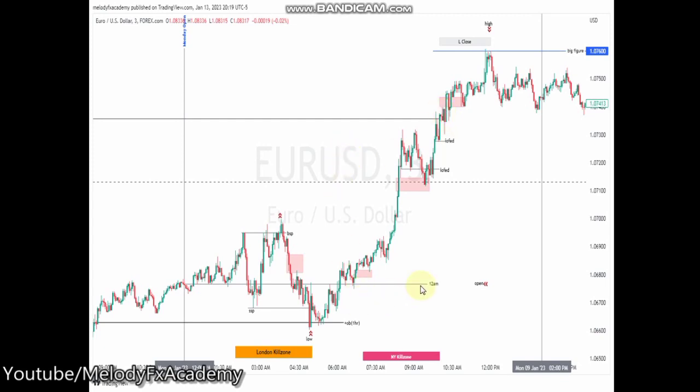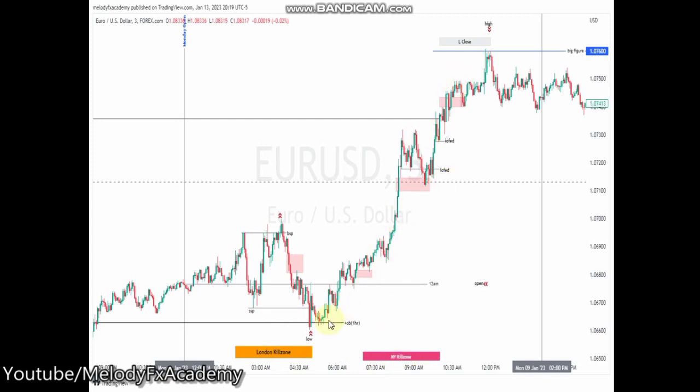Okay, so you look to buy below the 12 a.m. midnight opening price, then the London close should form the high of the day. The London close usually forms the high of the day. The London key zone opening usually forms the low of the day. Then the New York key zone is usually a continuation.